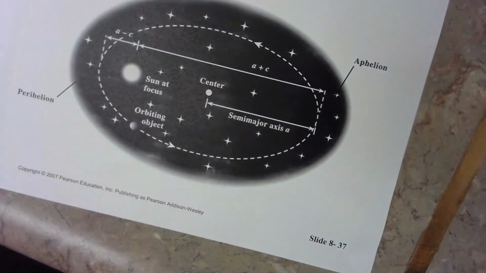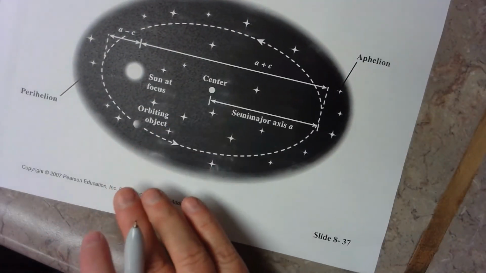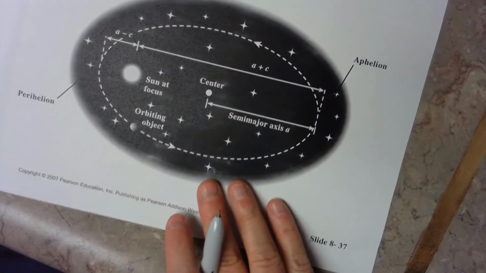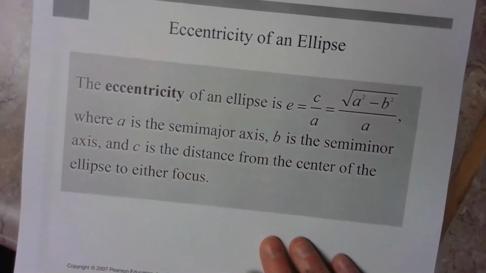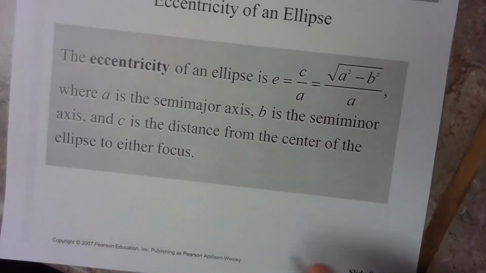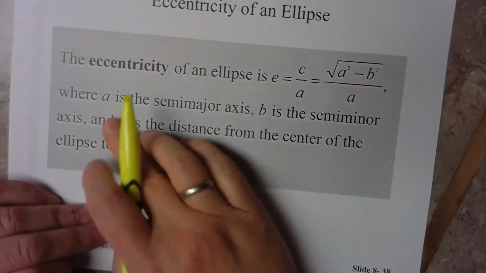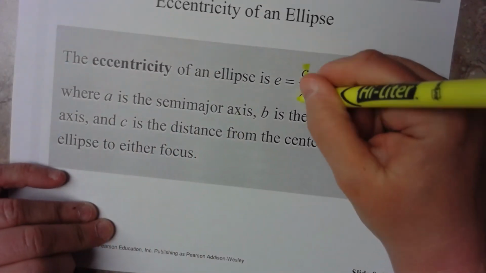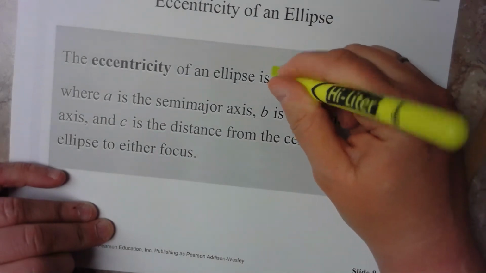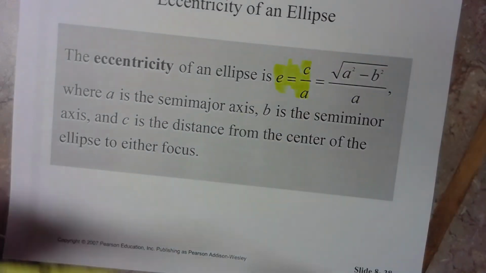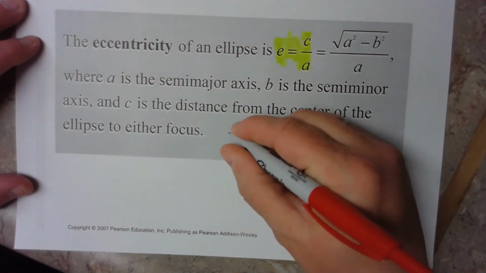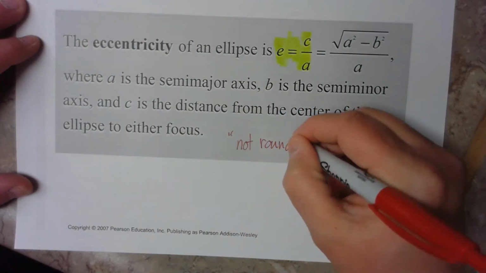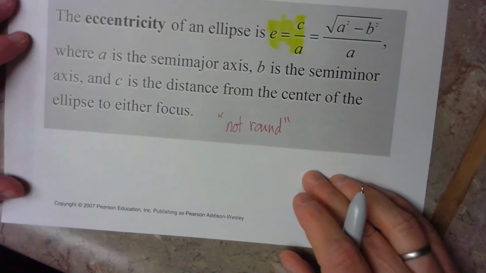The last one to talk about, that's just an example of orbits. The last idea to talk about is this concept of eccentricity. And what you really need to take away here is that A, B, and C, we know how we find all of those. This is the formula for eccentricity. And eccentricity simply means how not round, that's an odd way to put it, isn't it? How not round an object is.